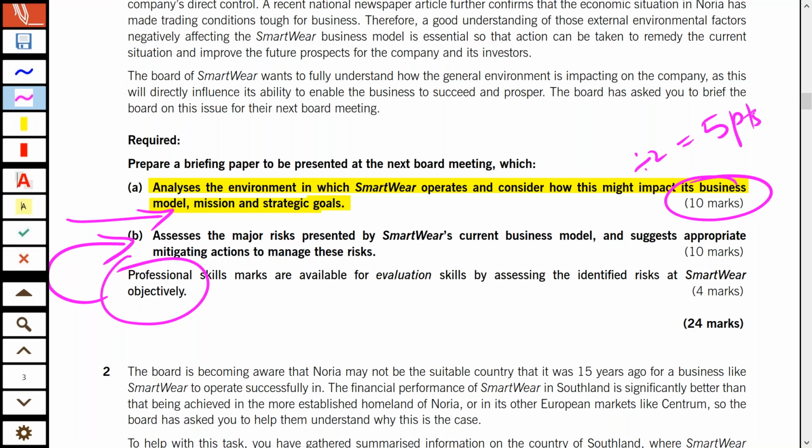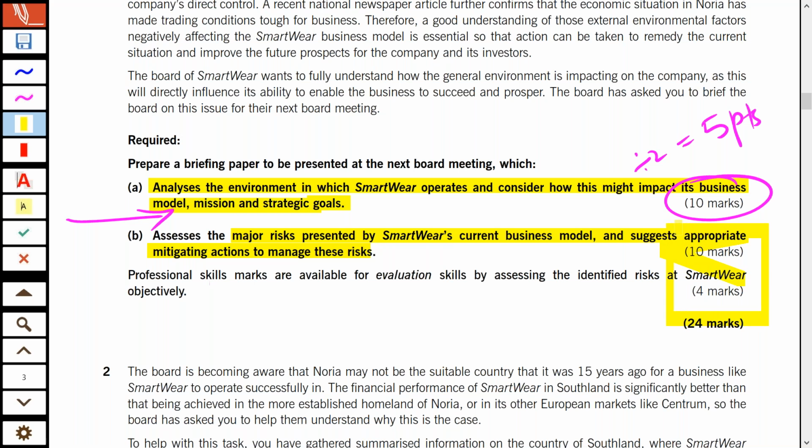Now part B, just a minute. Part B, assess major risks and suggest appropriate mitigation actions. Aha, they want us to identify risks and suggest recommendations. 10 marks is technical, plus 4 marks is professional, so total 14 marks.